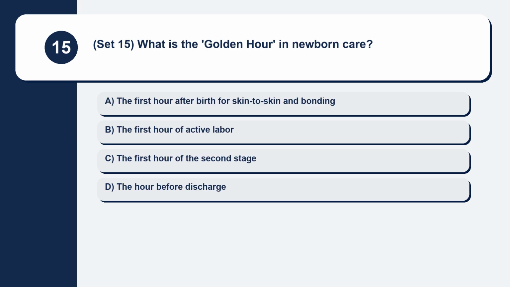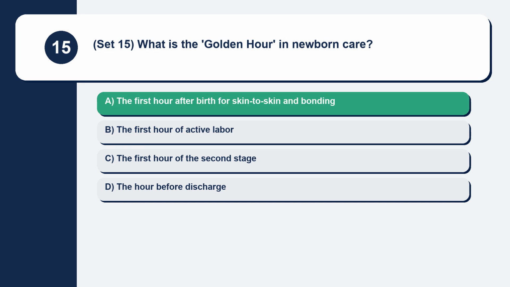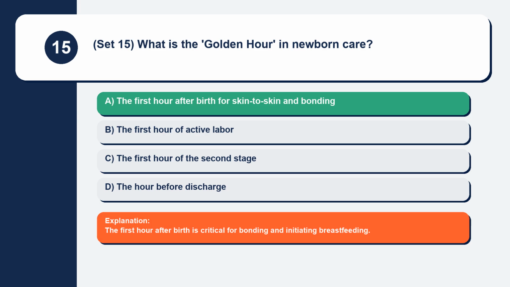Question 15. Set 15, what is the golden hour in newborn care? The first hour after birth for skin-to-skin and bonding, the first hour of active labor, the first hour of the second stage, the hour before discharge. The first hour after birth is critical for bonding and initiating breastfeeding.